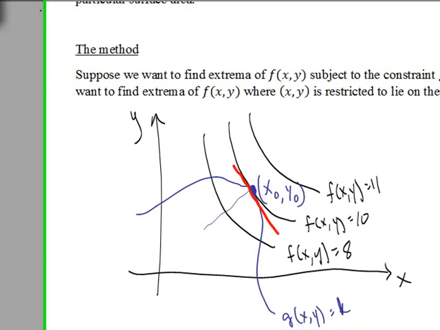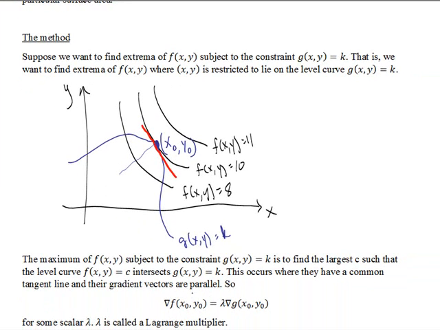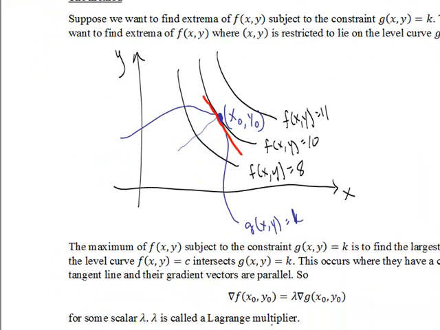So in other words, we can come up with this. When two vectors are parallel, what does that mean from earlier on? One is a multiple of the other, right? So the gradient vector for the function f of x, y at the point is del f at x0, y0. The gradient vector of g of x, y is del g at x0, y0. If they are parallel, then one is a multiple of the other. I call this multiple lambda, and lambda is called the Lagrange multiplier.